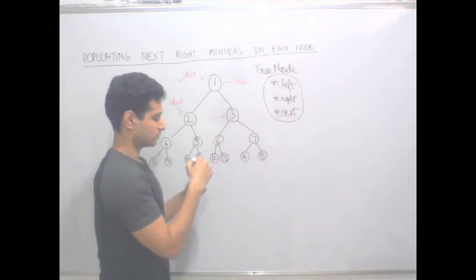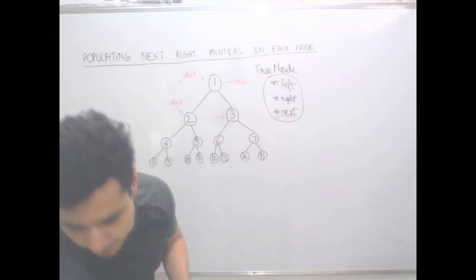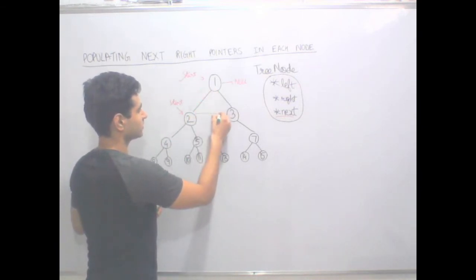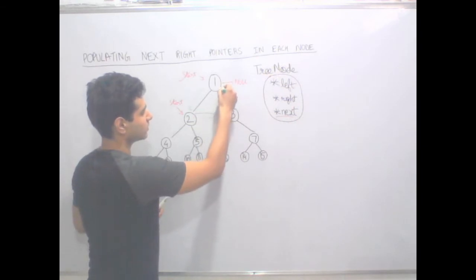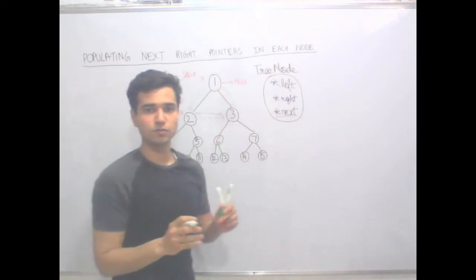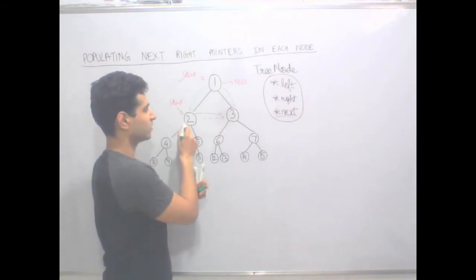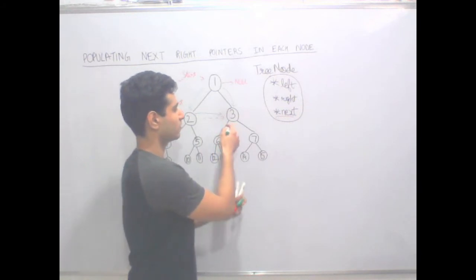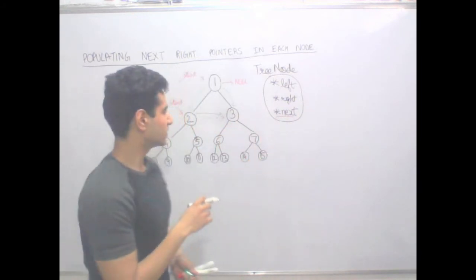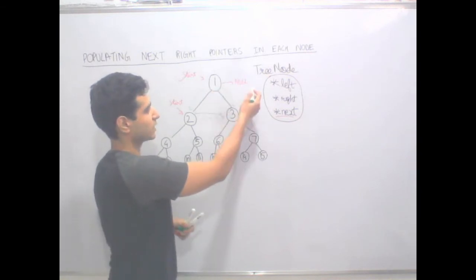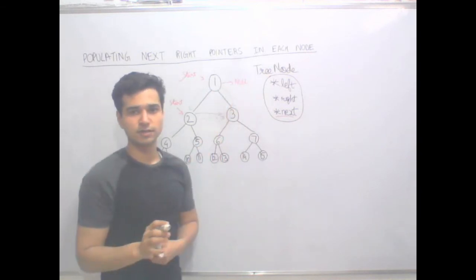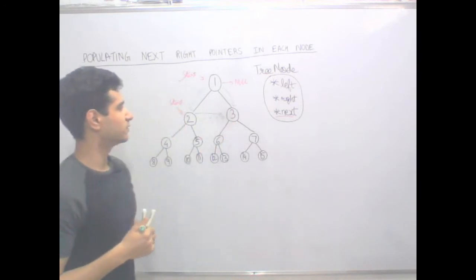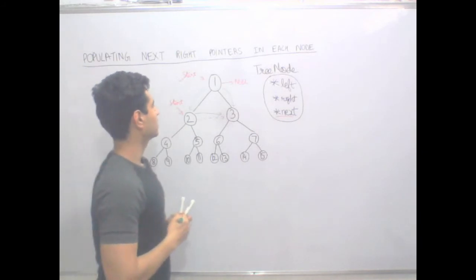One's left is 2, right? So 2's next pointer would be one's right. So we have taken care of the left pointer, right? And for taking care of 3, what is its next pointer? It does not exist because one's next does not exist, right? So I will come to that in the next level. Let's just leave it for now.